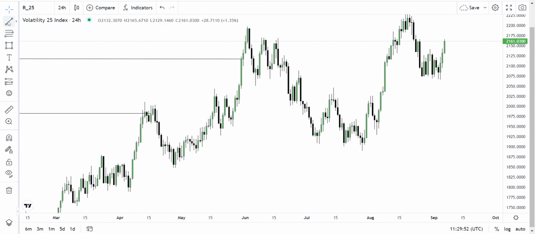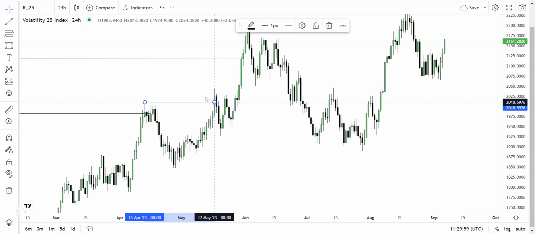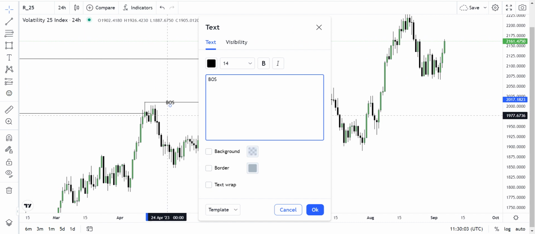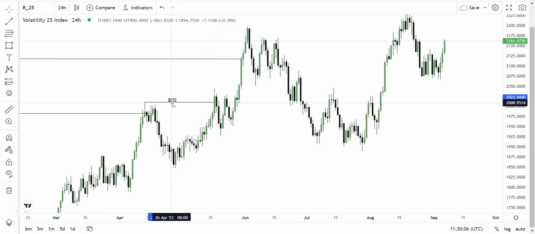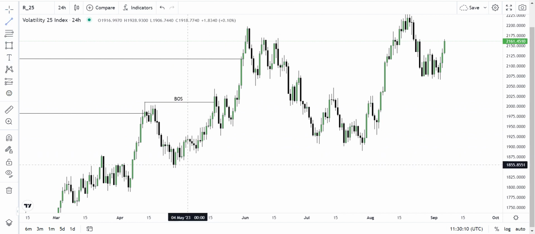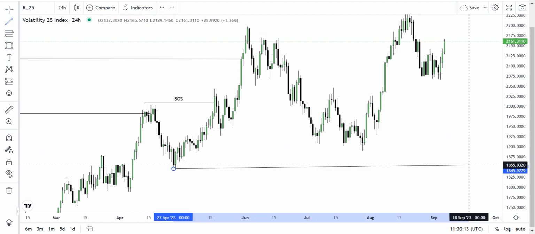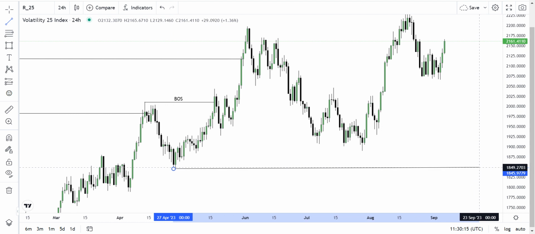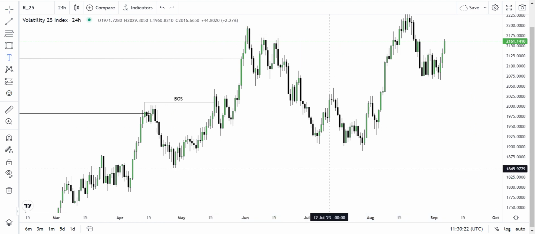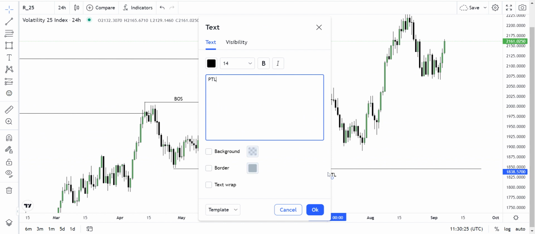You agree with me that there was a BOS to the upside. There was a break of structure to the upside. Now, where will be our protected low? Our protected low will be here. You are not expecting the market to violate this protected low for now. So our PTL will be here.